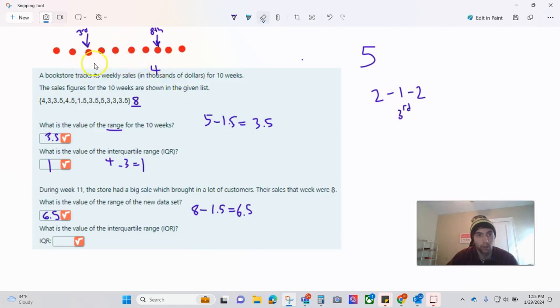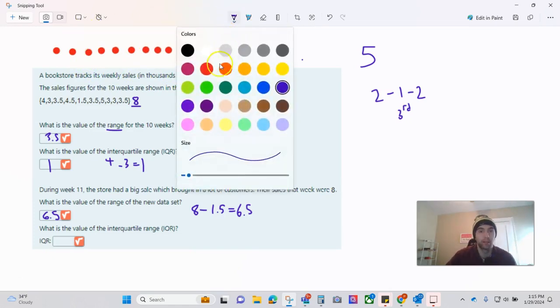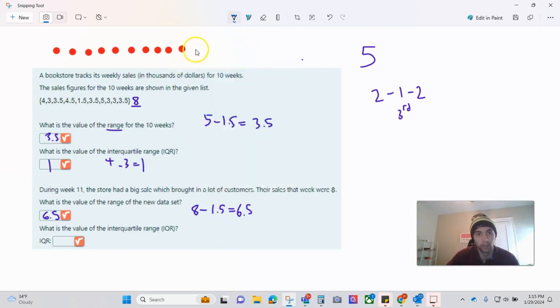You can order your numbers from smallest to biggest and then find interquartile range. I'm going to skip that step and just use some dots instead, because I think it's a little bit faster, a little bit more efficient. So here's my 11th number, it's number 8.